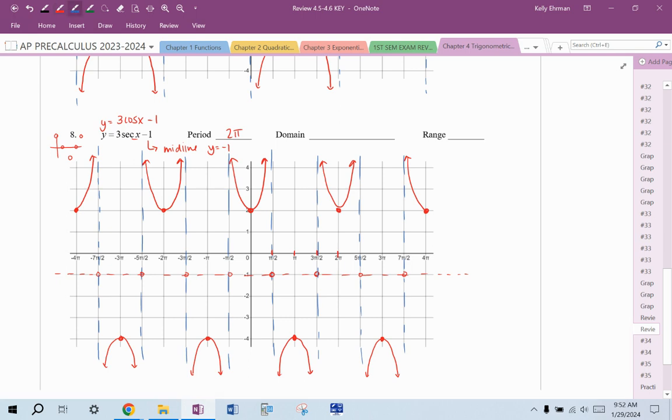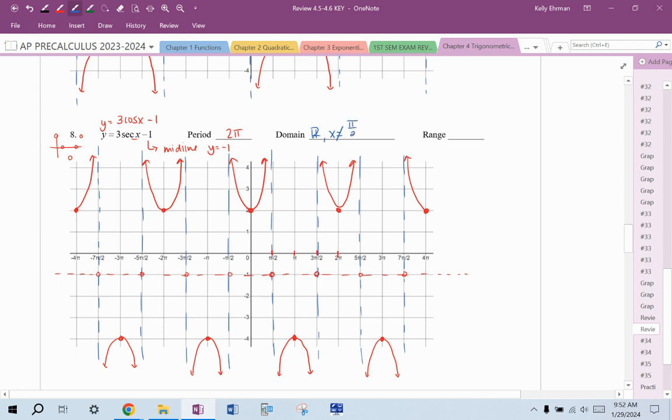What's the domain for this one? So all reals, x is not equal to. So let's take a look at these. Pi over 2, 3 pi over 2, 5 pi over 2. It's all the odd pi over 2s. It's not pi over 2 times k because that would include the pi's as well. 1 pi over 2, 2 pi over 2, 3. So remember, you can get these by saying start at one of the asymptotes.